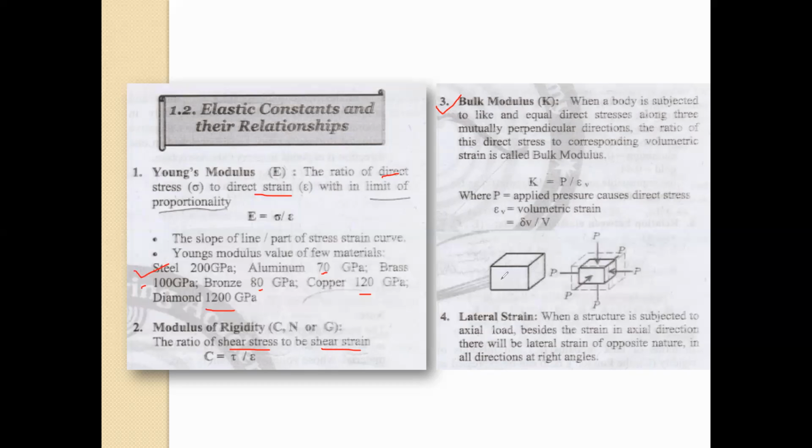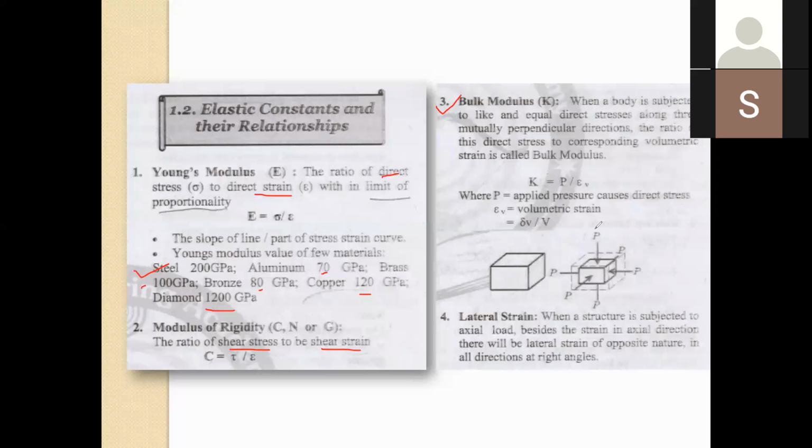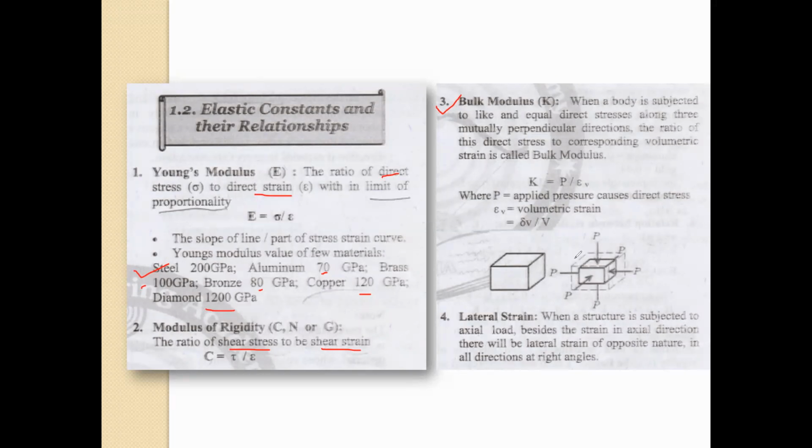See here, this is a plane. On that plane, three directional forces are applied. Here, one, this is second, and this is third. That is horizontal, vertical, and inclined. So the ratio of direct stress to volumetric strain is called the bulk modulus, and it is denoted by K.